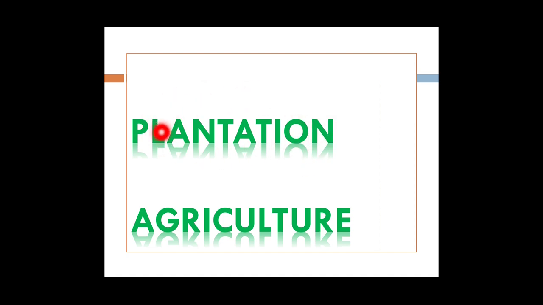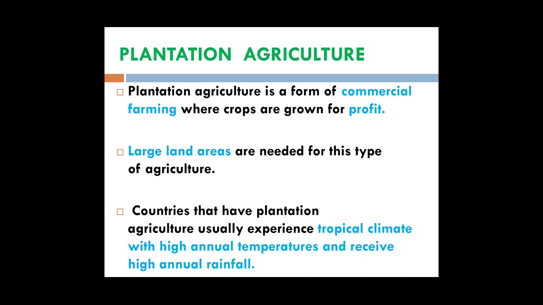But a plantation crop is such a crop which is brought from somewhere else and then grown for earning a lot of profit. Let us learn more. Plantation agriculture is a form of commercial farming. So students, just now in the list we learnt about commercial farming. So plantation agriculture is a type of commercial farming because it is oriented towards profit.